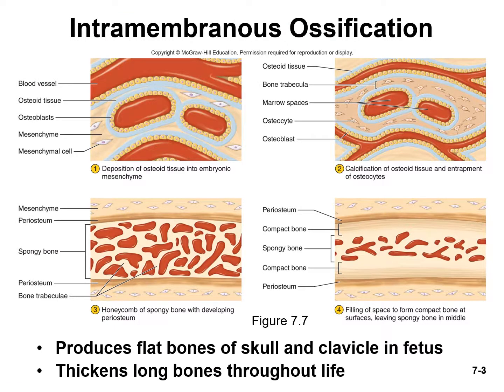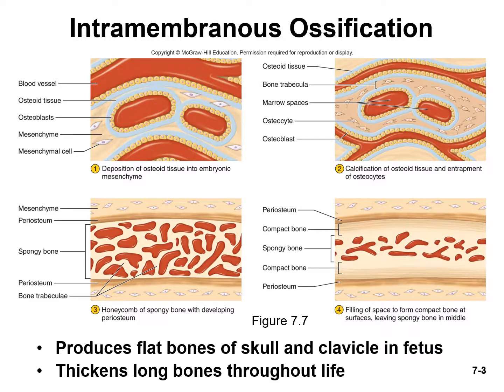With intramembranous ossification, as I've said, it produces the flat bones, and it also is responsible for thickening long bones throughout life. So even though we reach a point where our long bones are no longer growing in length, we still have the potential for those long bones to grow in width, often in response to stresses.